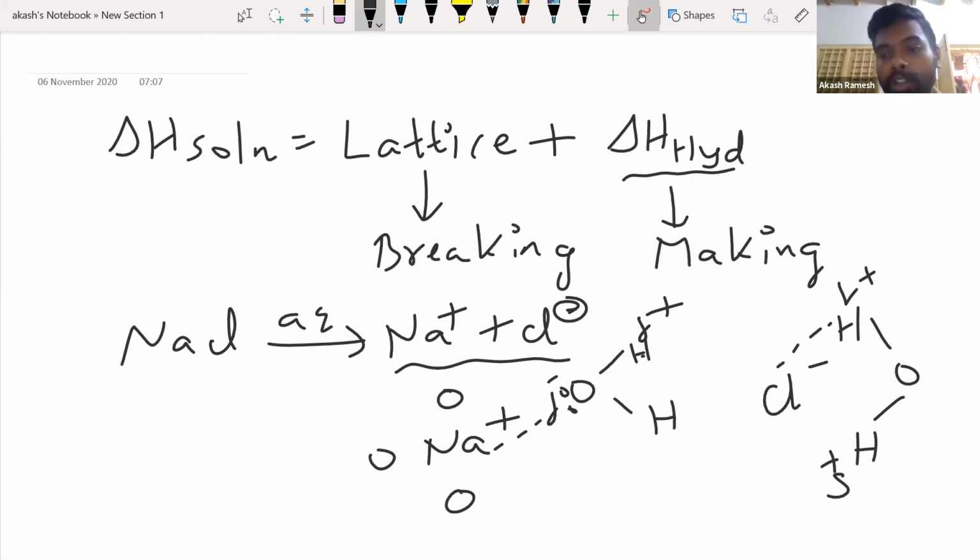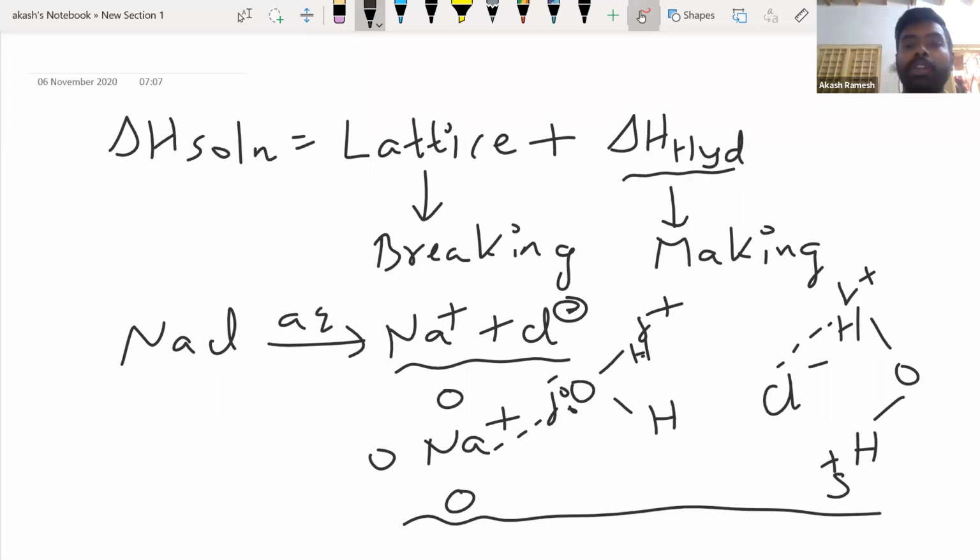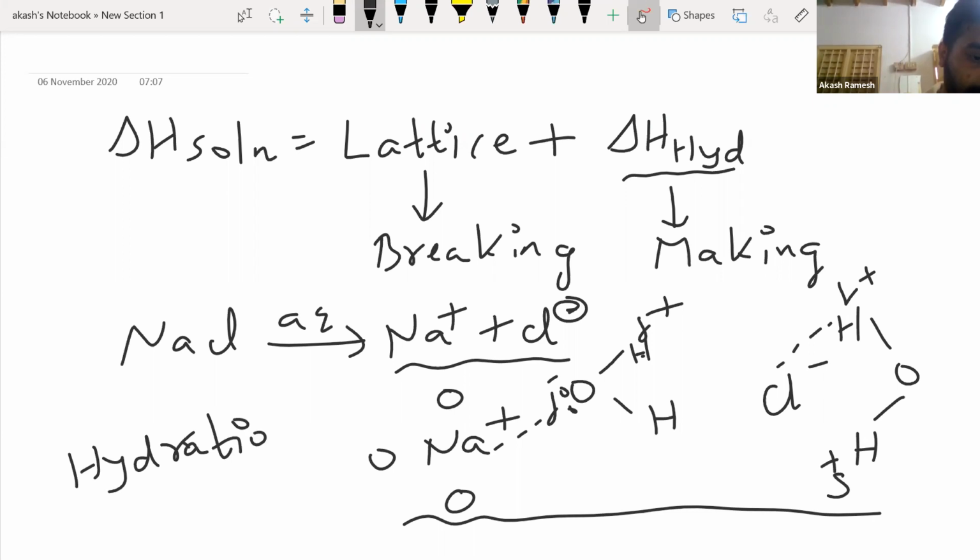Are you able to understand? This entire phenomenon of the water molecules surrounding the ions is what is called hydration, or if it's some other solvent, I'm just going to call it solvation. So if someone asks you what is hydration, how will you define it? Hydration is the phenomenon of water molecules surrounding or crowding the ions, as simple as that. Obviously you can see that there are temporary bonds, temporary interactions, getting formed in all these places.